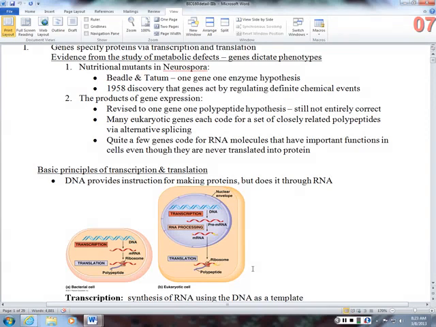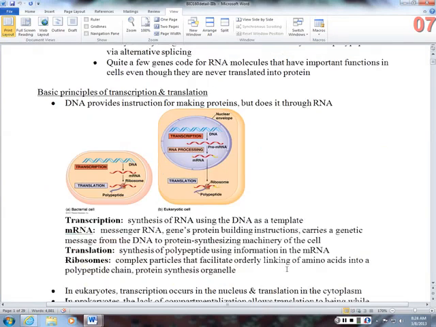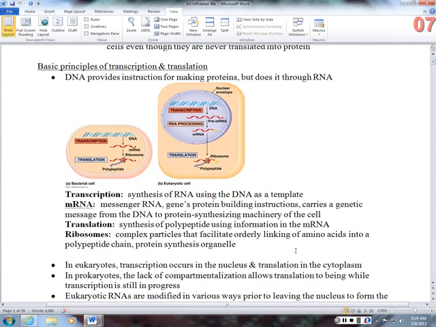And so quite a few of the genes code for RNA molecules that have important functions in the cell. And one of the things they've also recently learned is you may go only as far as making the RNA and never actually go on to the next step of making the protein. You just make RNA molecules that you'll use to regulate other things.